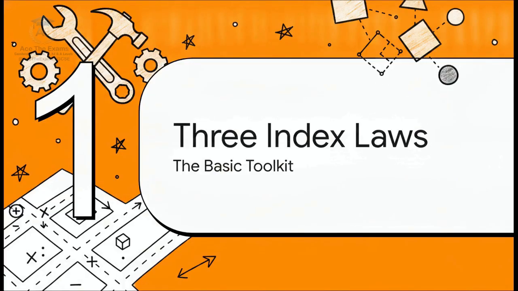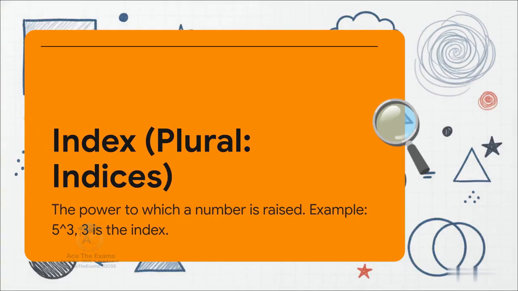Section 1, the three index laws. We are going to start with the fundamental rules you absolutely need to survive. These aren't just arbitrary formulas to memorize blindly. They are the logical rules of the road. Understanding these is what separates a student who spends 5 minutes on a 2-mark question from a student who solves it in 30 seconds. First things first, the crucial point is establishing our shared vocabulary.